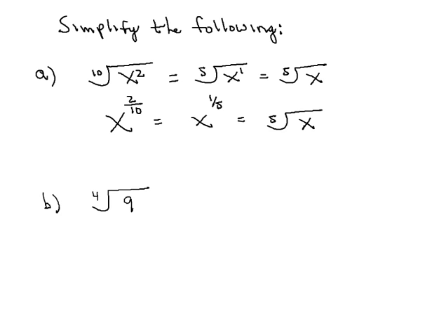Now for our next example, it might appear as though we can't do anything because the power on 9, which is 1, and 4 don't have a common factor except for 1. But what we can do is rewrite the 9 as 3 squared. And now we can see that the power on 3 and the index 4 have a common factor of 2. So if we divide each by 2, we would then have the square root of 3 to the first, or you can write that as simply the square root of 3.